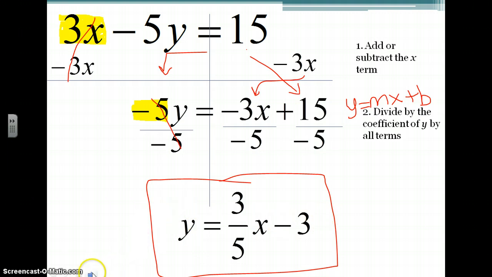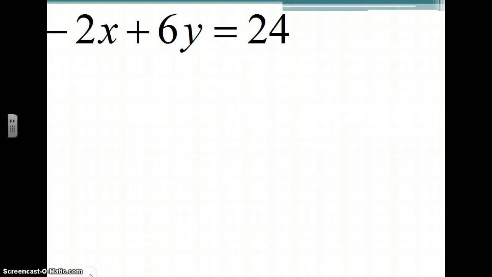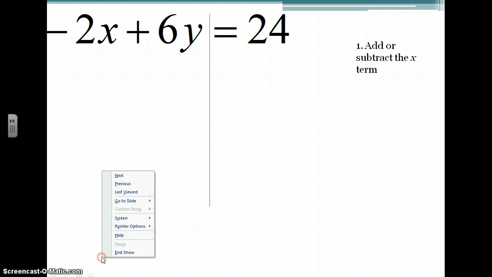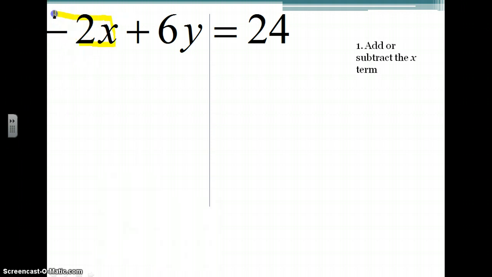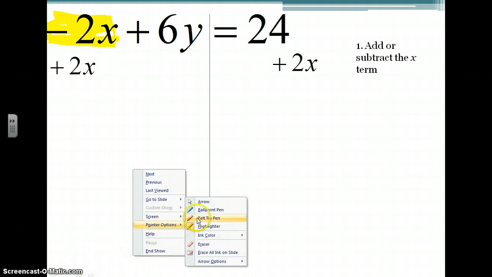Okay, let's look at one more example. We have negative 2x plus 6y equals 24. So again, we're going to first draw our river. Now we're going to add or subtract the x term. If we look, our x term is negative 2x. Since it's a negative 2x, we're going to add it to both sides. So we're going to add 2x to both sides.